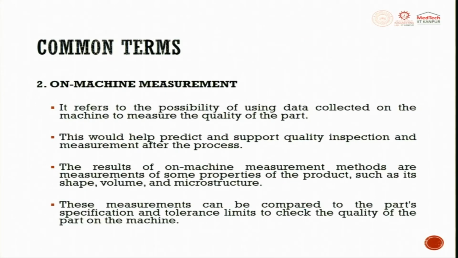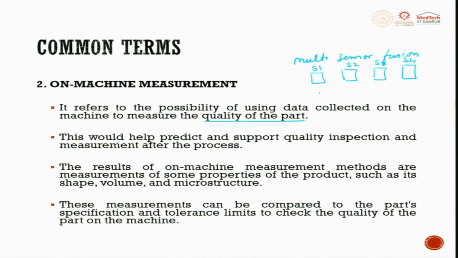When we talk about on-machine measurement, it refers to the possibility of using the data collected on the machine to measure the quality of the part. Finally, what you want is the quality of the part. You measure all these things. So, we call it multi-sensor fusion, wherein you have multiple sensors S1, S2, S3, S4.